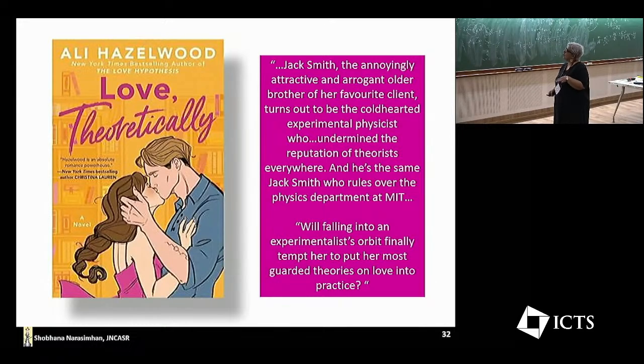Turns out to be the cold-hearted experimental physicist who undermined the reputation of theorists everywhere. And he's the same Jack Smith who rules over the physics department at MIT. And will falling into an experimentalist orbit finally tempt her to put her most guarded theories on love into practice. So this is actually a best-selling book, and a lot of it is about experimentalists versus theorists. But in the end, of course, the two are reconciled and they fall in love and they get together.